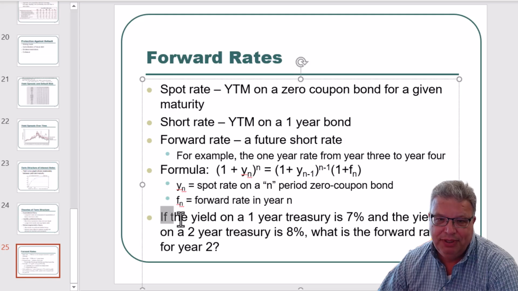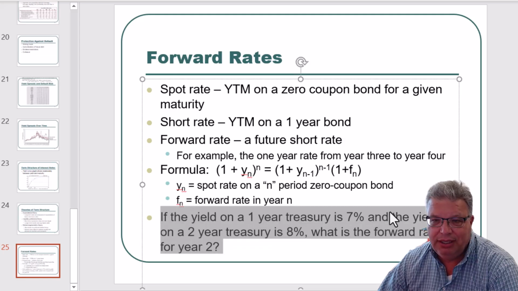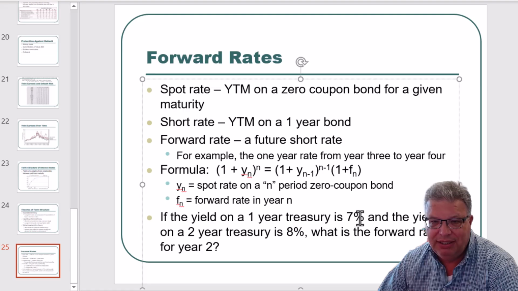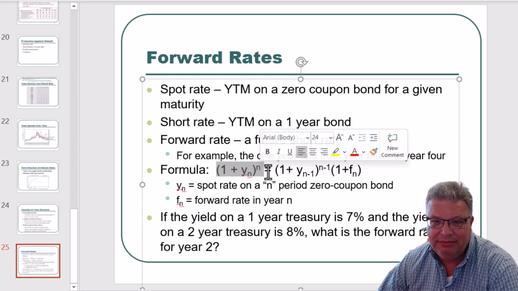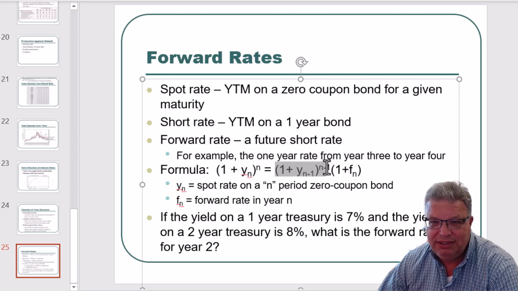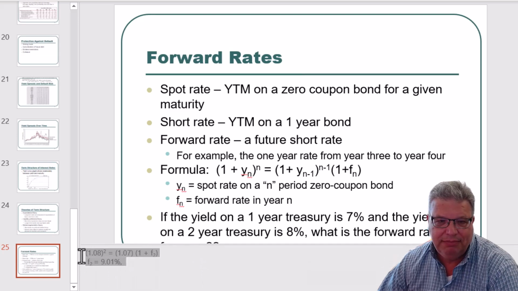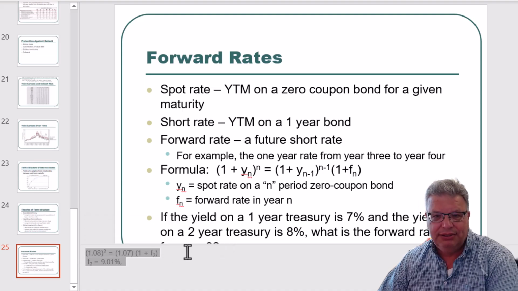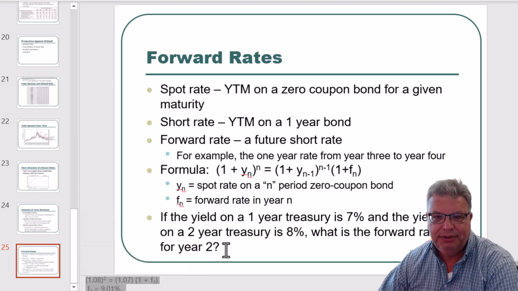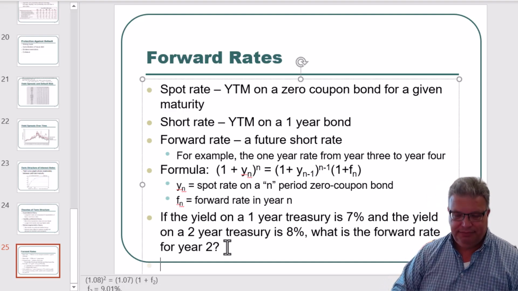Here's an example. If the yield on a 1-year treasury is 7%, and the yield on a 2-year treasury is 8%, what is the forward rate for year 2? So in this equation, this is 2 years, 8%. This is 1 year, 7%, and now we have to figure this forward rate out. And you know what? I'm gonna pull up the solution. I'm gonna copy it for y'all, and let me write it down here.